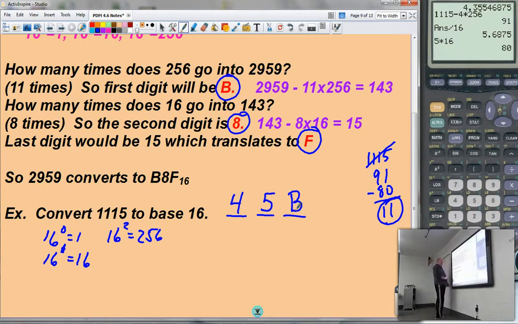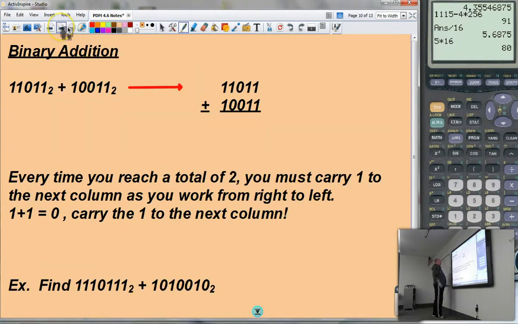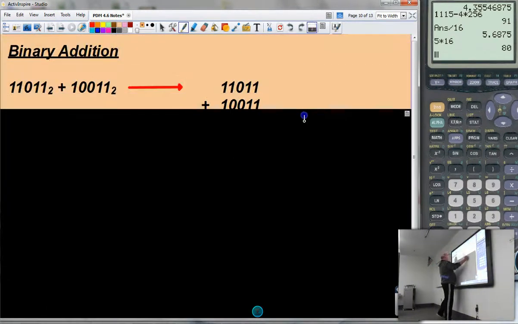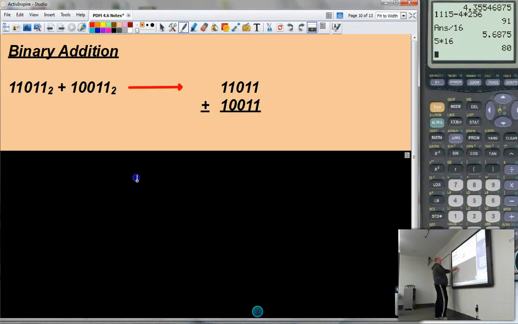So, last thing I'm going to get to, and as soon as we're done with this, I'm going to tell whoever the sub is to put a pause on things, and we'll pick up tomorrow. But here's how addition works. To do binary addition, this should be plus.